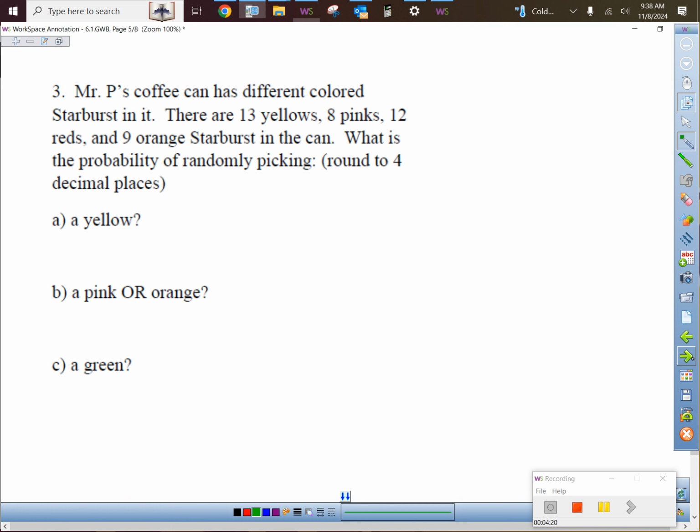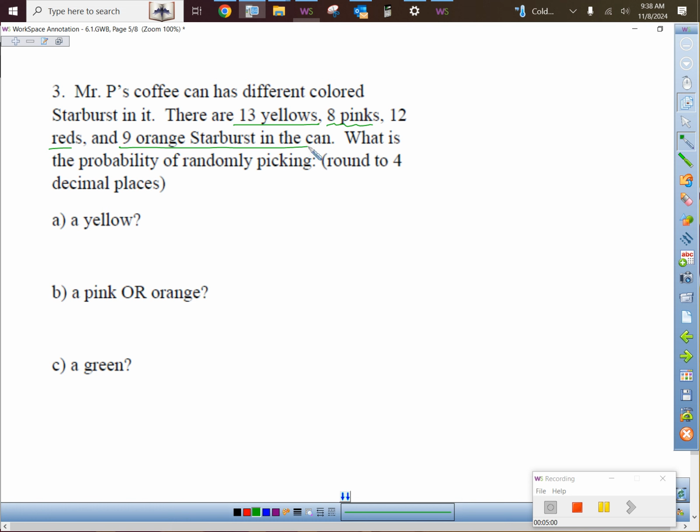I got a coffee can right here, and it could have Starbursts inside of it, right? There's different colors of Starburst. In this particular coffee can, 13 yellow Starbursts, 8 pinks, which a lot of people, that's their favorite, is the pinks, 12 reds, and 9 orange Starbursts in the can. What is the probability of me reaching in there and randomly picking out these things?